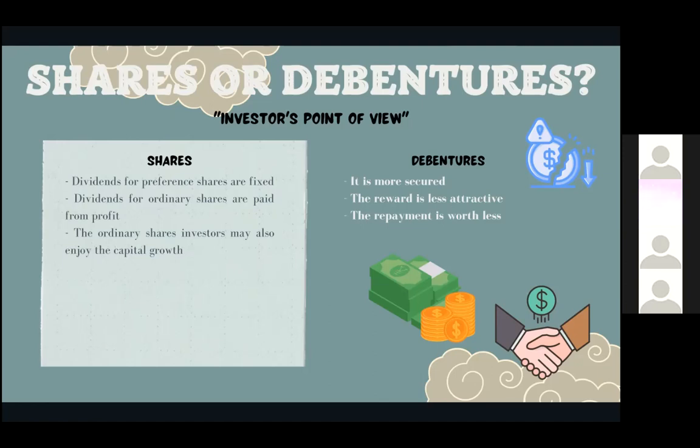From the investor's point of view, they are likely to choose shares rather than debentures as shares have more advantages than disadvantages, such as higher expected returns. However, it all depends on the investor's decision.